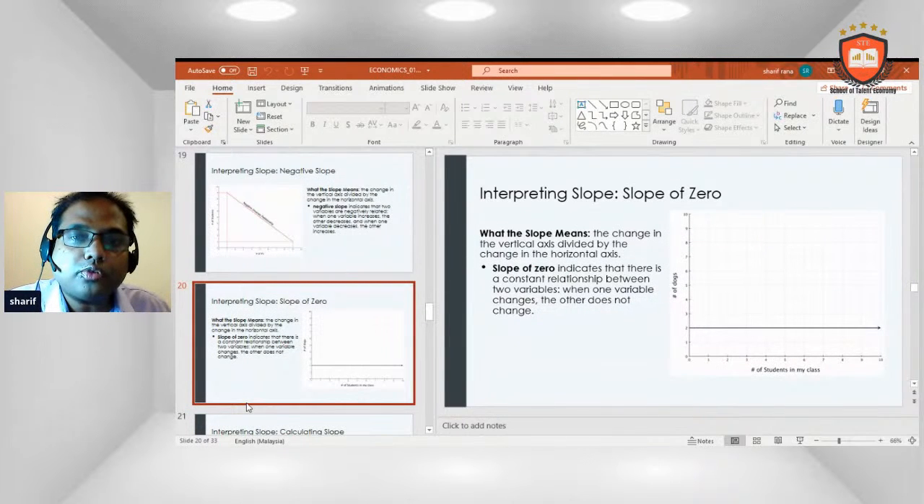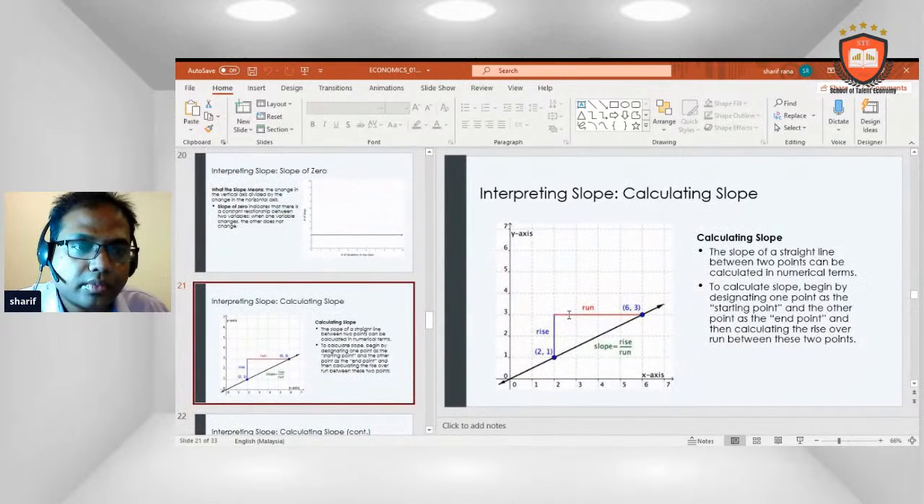Interpreting slope of zero. What the slope means: the change in the vertical axis divided by the change in the horizontal axis. Slope of zero indicates that there is a constant relationship between two variables. When one variable changes, the other does not change.